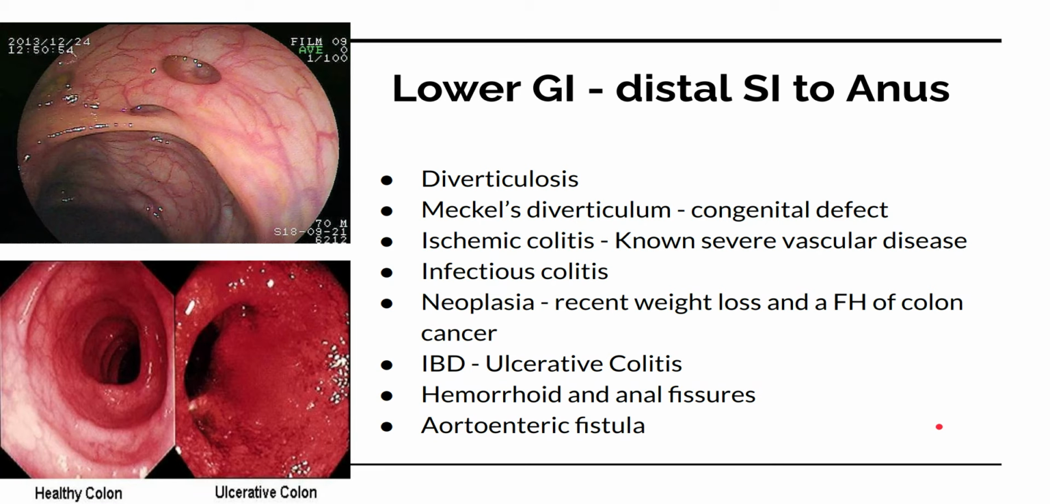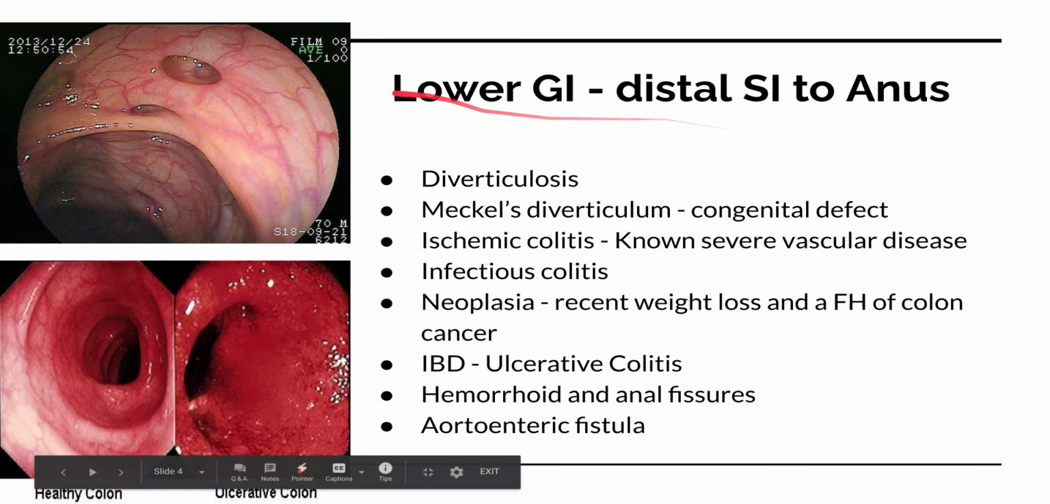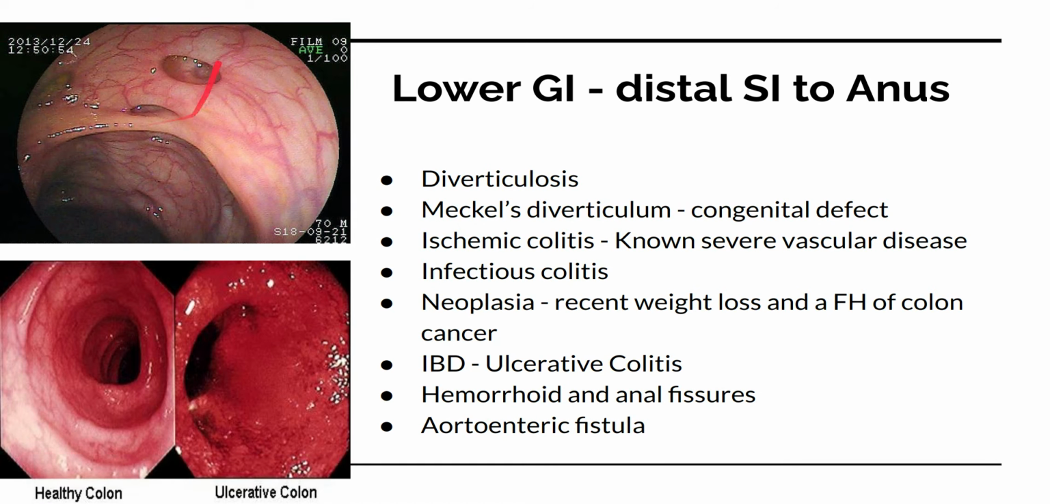Moving on to lower GI bleeding, diverticulosis. Diverticulosis is when pockets called diverticula are formed in the walls of the digestive tract. Pressure in the inner layer pushes weak spots in the stomach, in the intestine, to form a pouch, as shown in this diagram. You can see that small pouches have been formed on the walls of the intestine.